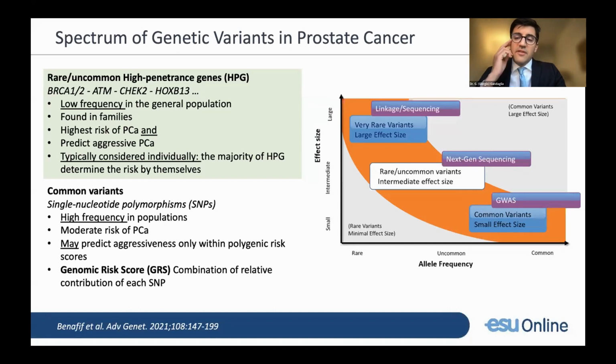So they have a small effect size, they are common, and they should be considered in the context of risk scores, while when we are talking about next generation sequencing, we are talking about rare or uncommon variants with intermediate effect size, which typically confer an increased risk of disease and an increased aggressiveness of prostate cancer by themselves. And we will see this in a second.